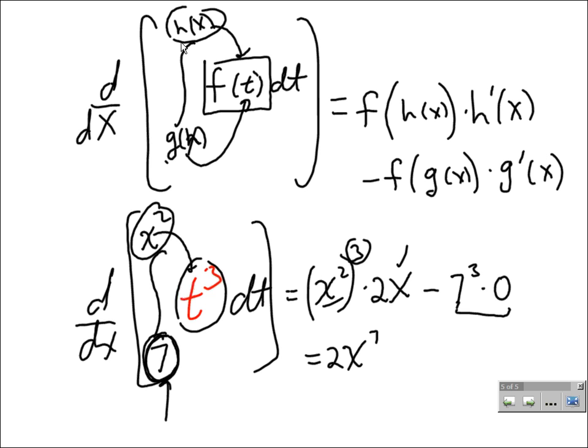Again, if you want to take the derivative of a definite integral, first you plug in the upper limit for t, times the derivative of the upper limit, minus, then plug in the lower limit for t, and multiply by the derivative of the lower limit. This is called the chain rule for integrals.